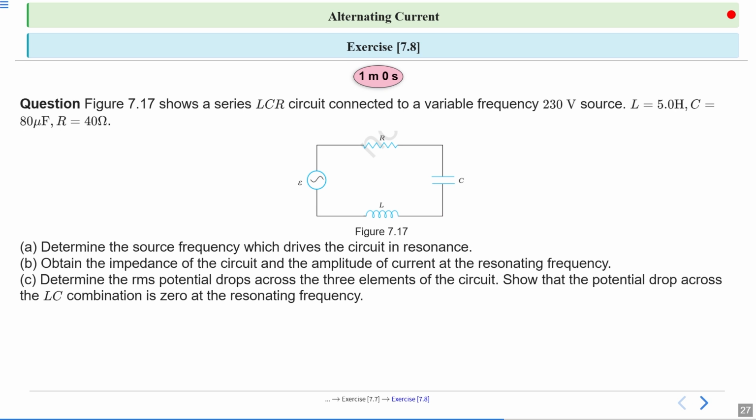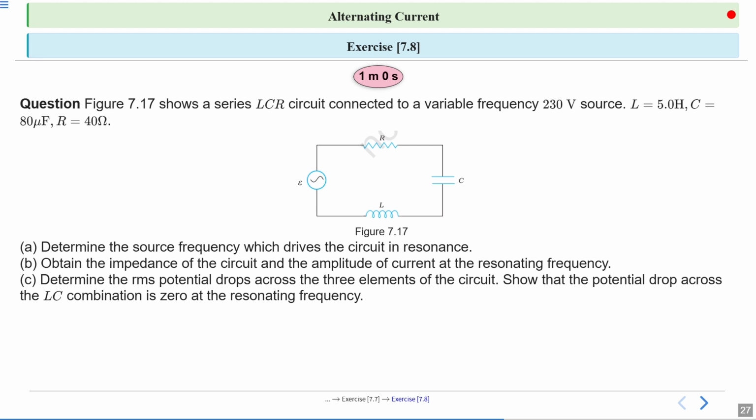Now the next question. The figure is given, and the question is: figure 7.17 shows a series LCR circuit connected to a variable frequency 230 volt source. So variable frequency is there. Also in this question frequency is not constant. So variable frequency 230 volt source, and it is the value of VRMS. L is given as 5 Henry. The capacitance of the capacitor is given as 80 microfarad. Resistance is given equal to 40 ohm, and it is shown in the diagram. So it is a series LCR circuit connected to an AC source.